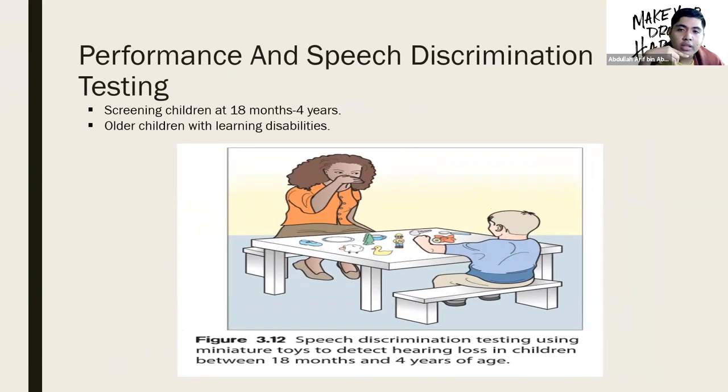So this is the performance and speech discrimination test. We can use this to screen children at 18 months to 4 years. I already put the video in the group WhatsApp, so I hope all of you can see it. By performing the speech discrimination test, we set it up like this, and then we say, please say book, or something else that we think is suitable for the child. This test is a little bit difficult, so it is not always done for babies. Okay, so the last one.